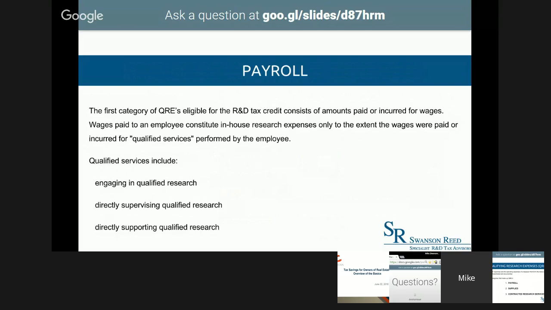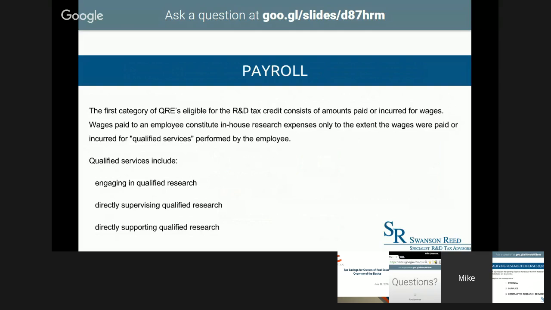We can also count their direct line supervisors, in other words, just one echelon above the person doing the R&D. Cannot go any higher than that. Cannot go to a second echelon or a payroll department or someone in administration in a plant or an operation. It has to be the actual employees, direct line supervisors, and then also this third category of people who directly support the qualified research efforts.